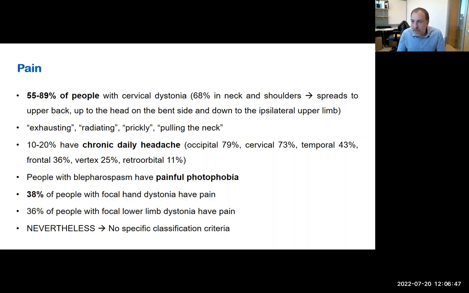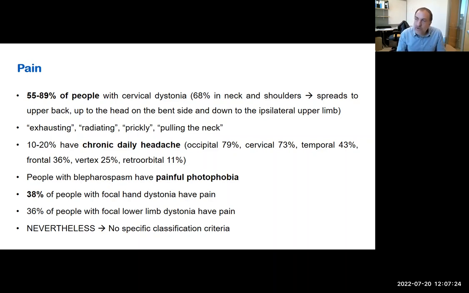Although it typically localizes in the same areas that are affected by dystonia and cervical dystonia, so shoulders and neck, it may also spread to other areas, the upper back. They may go up to the head, usually on the side that is bent, and may even go down to the ipsilateral upper limb, which might, in certain situations, suggest a need to investigate more the cervical spine. The quality of this pain is reported in different ways by patients, as exhausting, radiating, neck pulling, prickly.